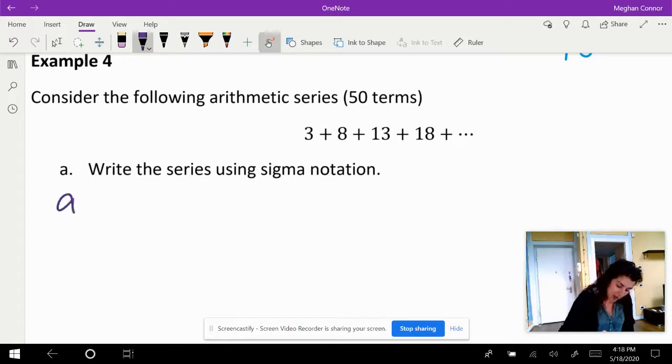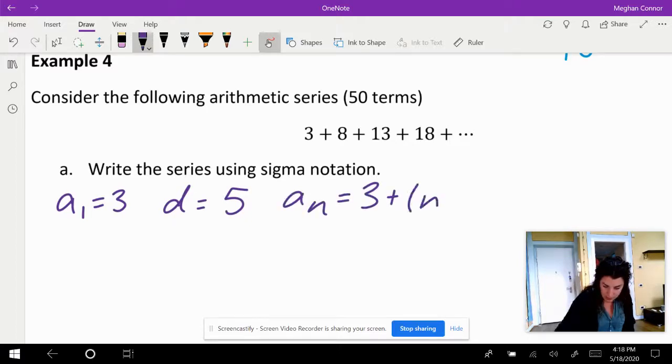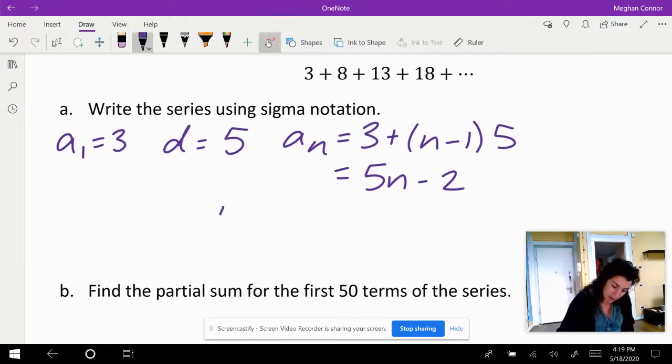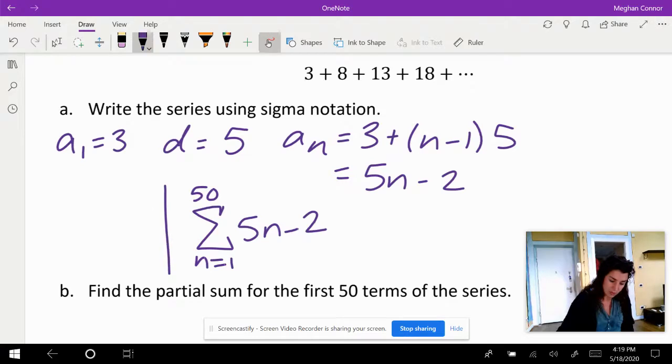A sub 1 is 3, and our common difference is 5, which means our definition is a sub 1 plus n minus 1 times our common difference. Distributing the 5, we get 5n and 3 minus 5, so negative 2. I just distributed the 5 and combined like terms, I just did it in my head really quickly. Okay, so using sigma notation, we're talking about the first 50 terms. So that's n equals 1 all the way to 50 of 5n minus 2. And that's how we write it in sigma notation.